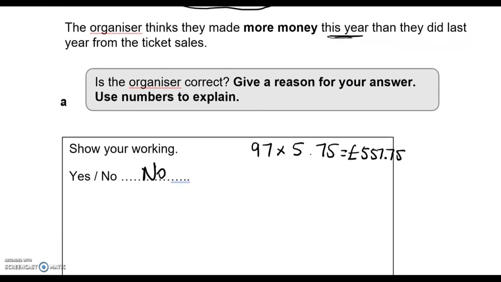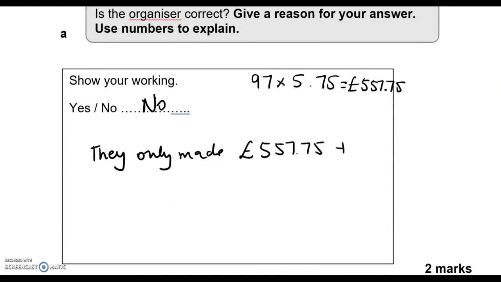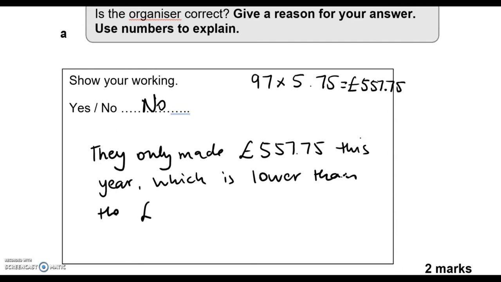And the reason is they only made £557.75 this year, which is lower than the £650 they made last year.